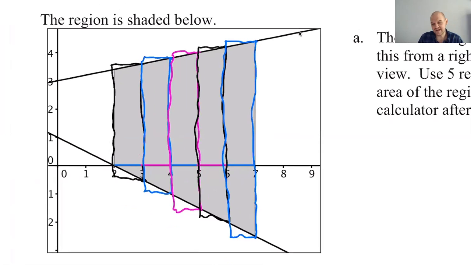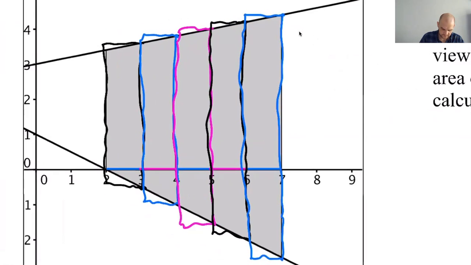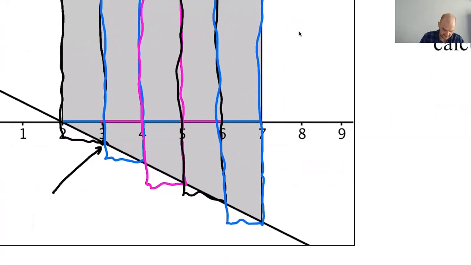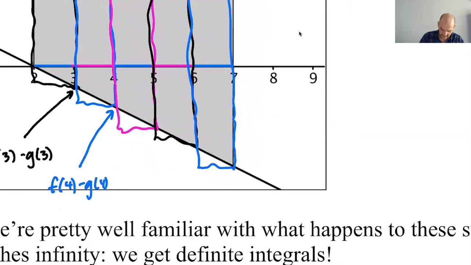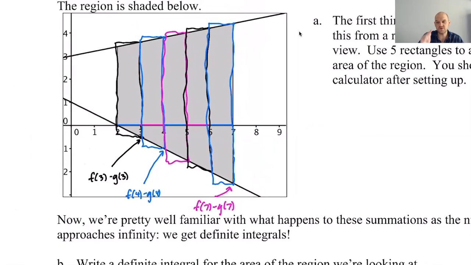Now, we would need to get the area of each of them. So let's think that through. So here, let's say this height is f of 3 minus g of 3. And then the next one that we find, this height is f of 4 minus g of 4. Then we're going to continue all the way through, and then finally the last height that we're going to find is going to be f of 7 minus g of 7. So we want to generalize this, right? We're always going to be doing the base, which turned out to be 1, or delta x, times the height.